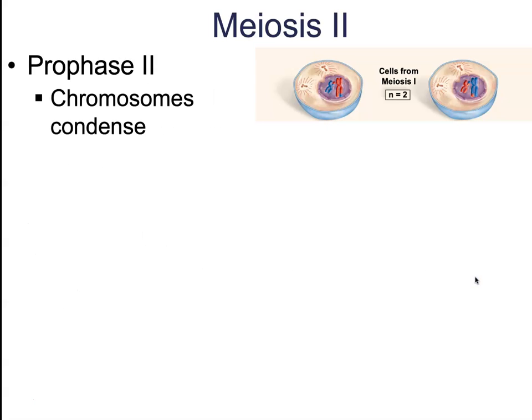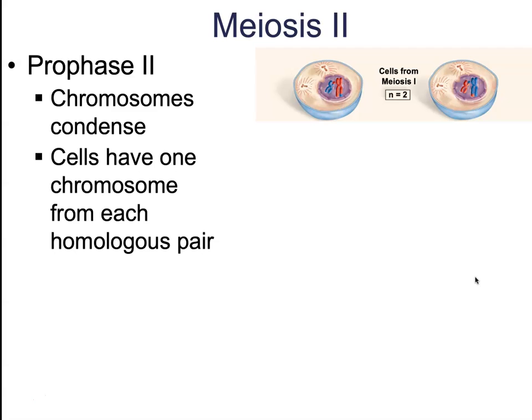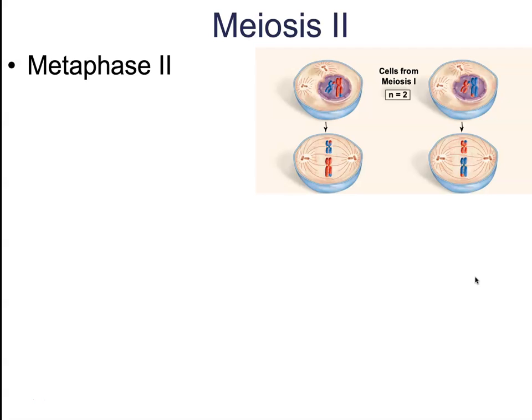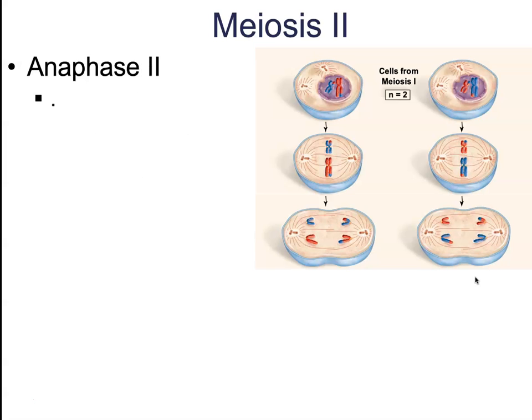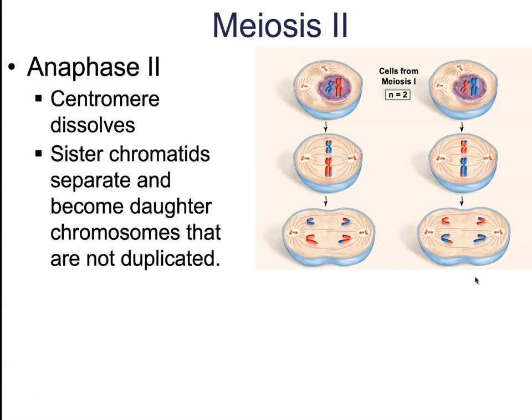Starting off with prophase 2. In prophase 2, the chromosomes are going to condense. The cells have 1 chromosome from each homologous pair. In metaphase 2, those chromosomes are going to line up right down the center of the metaphase plate. Once we line up down the center of the plate, we are no longer in our homologous pairs. We are all lined up right down the center. Then we're going to undergo anaphase 2. Anaphase 2, just like anaphase of mitosis, we're going to be dissolving the centromere and separating our sister chromatids. At this point, they are now considered daughter chromosomes. They're not duplicated, and we are going to be building up our daughter cells.